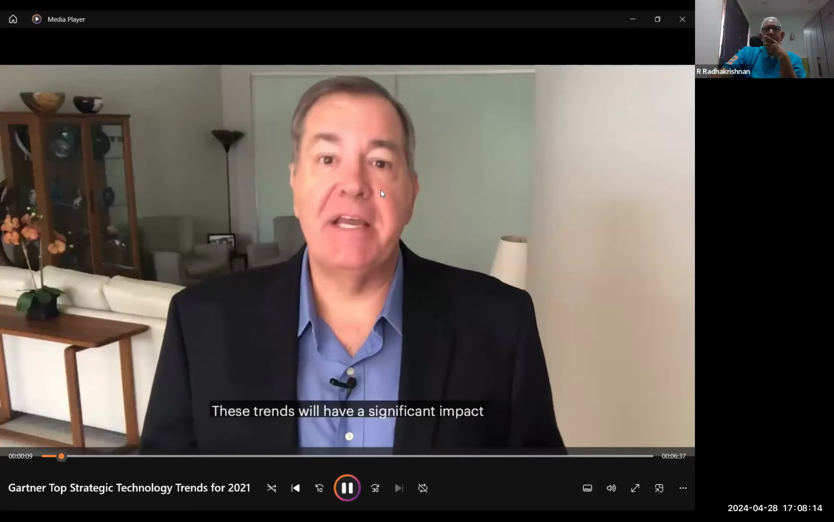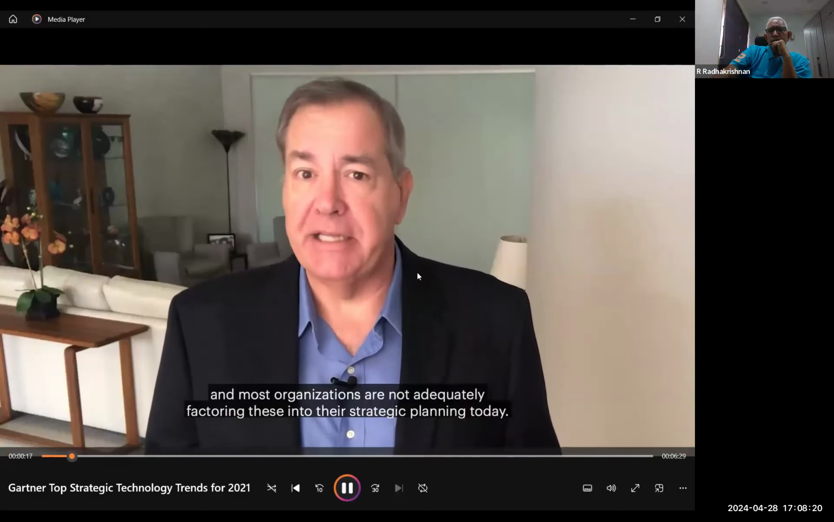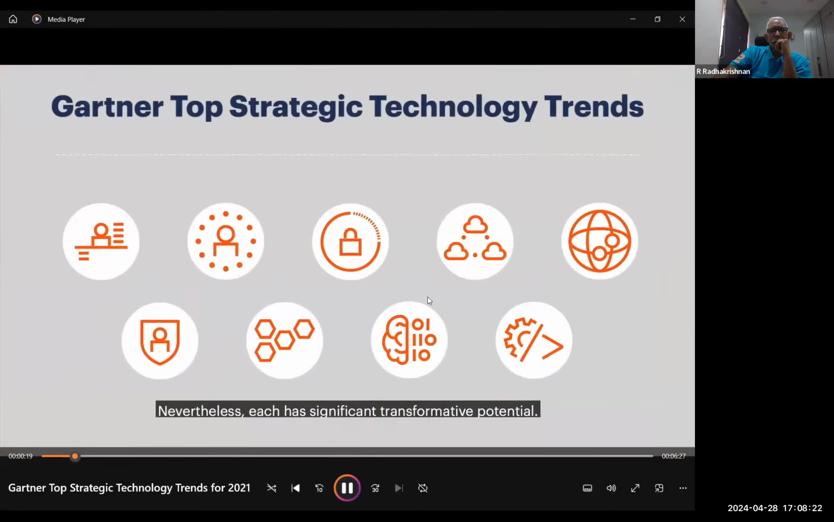Here, you can see this. These are the technology trends where IoT is one of the things. These trends will have a significant impact over the next 5 years, and most organizations are not adequately factoring these into their strategic planning today. Nevertheless, each has significant transformative potential.